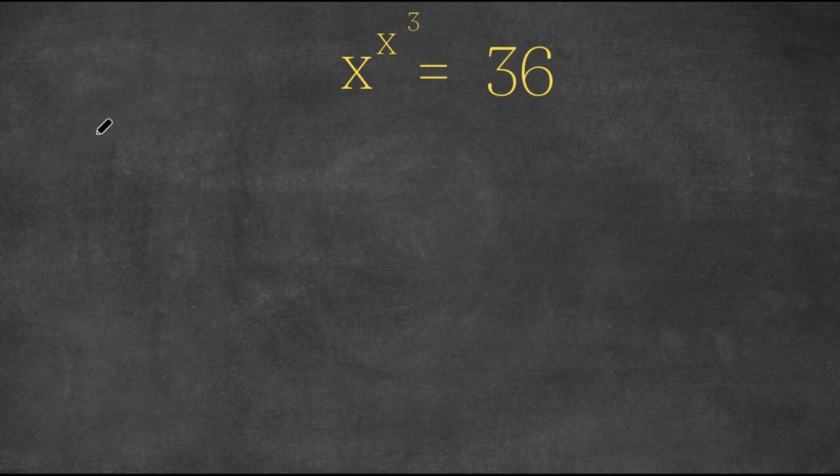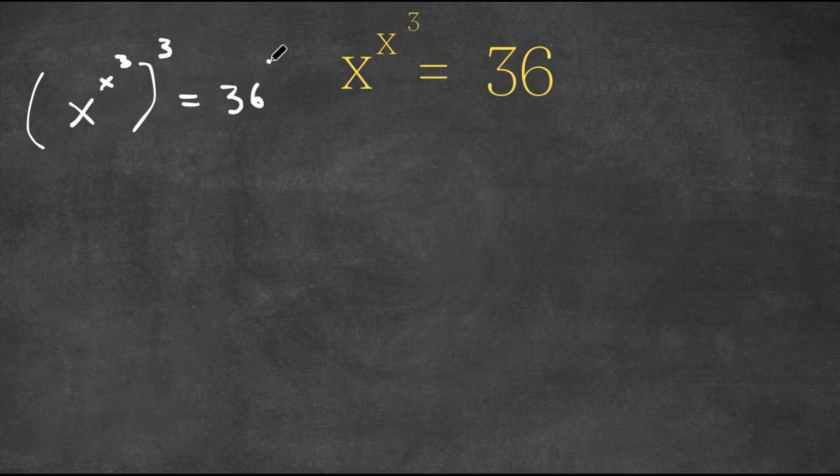So we have x to the power of x to the power of 3 is equal to 36. Now I'm first going to take the power of 3 on both sides. So now we have x to the power of x to the power of 3, all to the power of 3. And now this is equal to 36 to the power of 3.